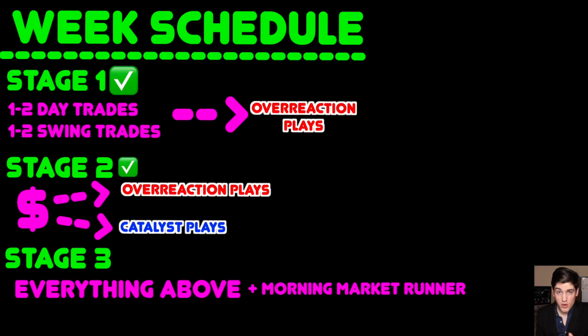Okay, so this is where it gets a little bit more interesting. At stage 3, you've already grown your account to about $10,000, and that means that we have more opportunities to avoid the PDT rule. The PDT rule, remember, limits your day trades to 3 per 5-day period.